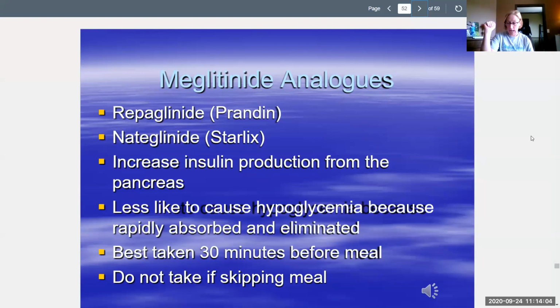Because my saying here is: Megan, so meglitinide, reads novels, so it's repaglinide and nateglinide, periodically, and periodically is for the pancreas. So Megan reads novels periodically.